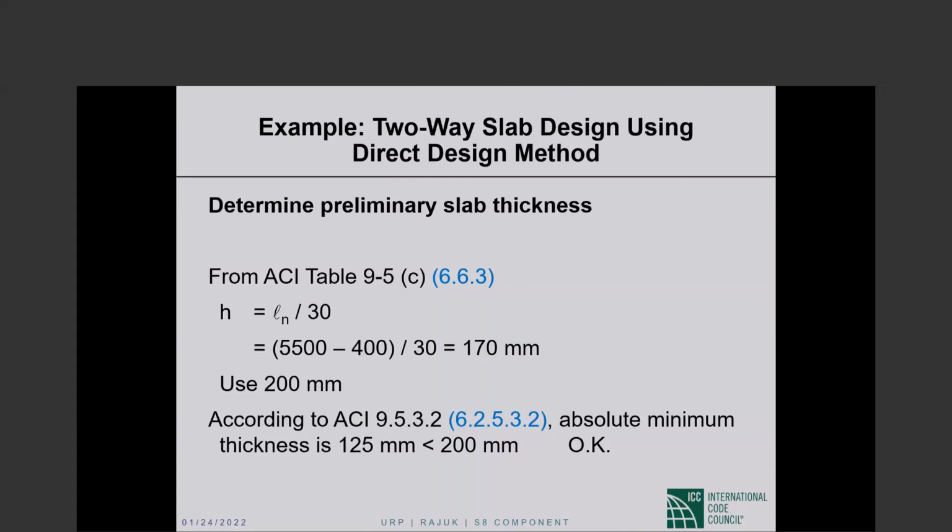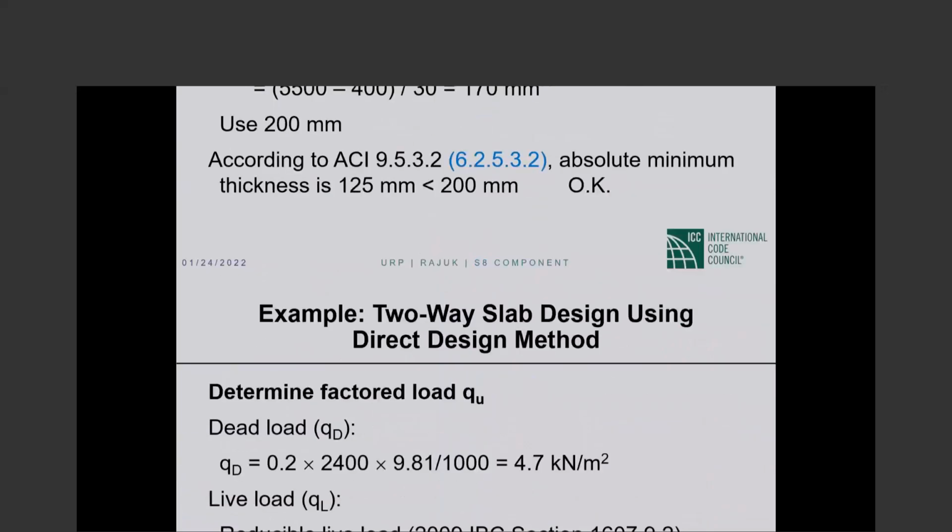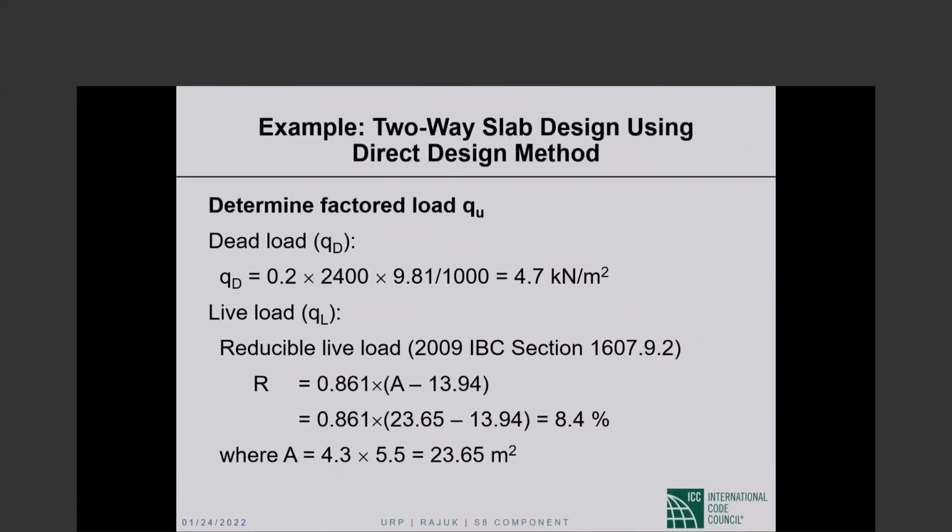The minimum slab thickness required by that Table 9.5(c) is clear span divided by 30. We have a clear span of 5,500 center to center span minus column dimension of 400, divided by 30. That gives us 170 millimeters. That is minimum thickness. We are going to provide 200 millimeters, nice and round. Absolute minimum thickness is 125 millimeters. Obviously, that is not a problem for us.